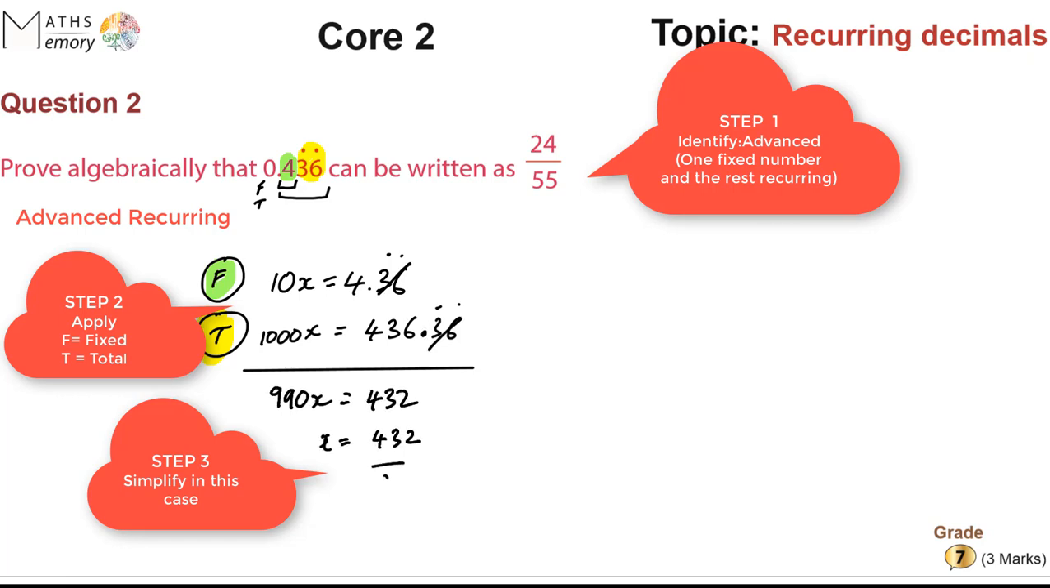432 over 990. 2 nice even numbers. We'd like that. Can we do anything with 2 even numbers? Let's keep dividing this by 2. Let's say 216 over 495. Okay, now can we do anything with that to get to this number over here?